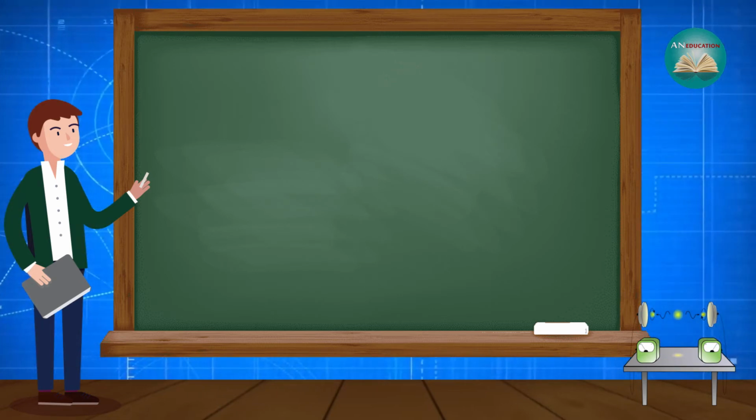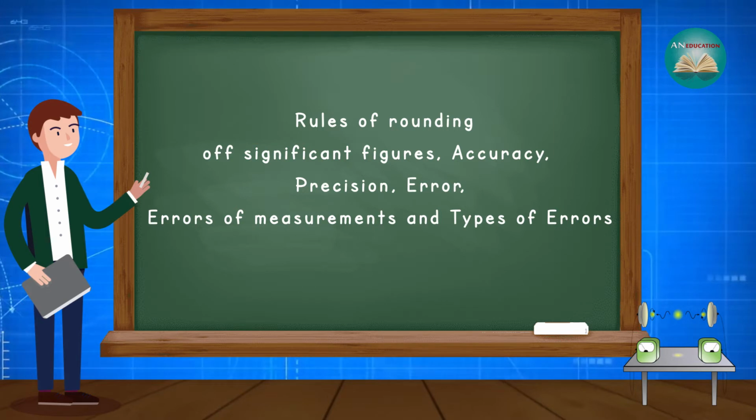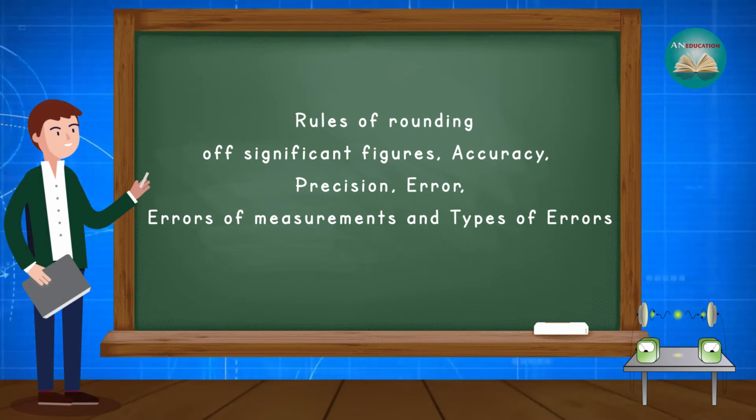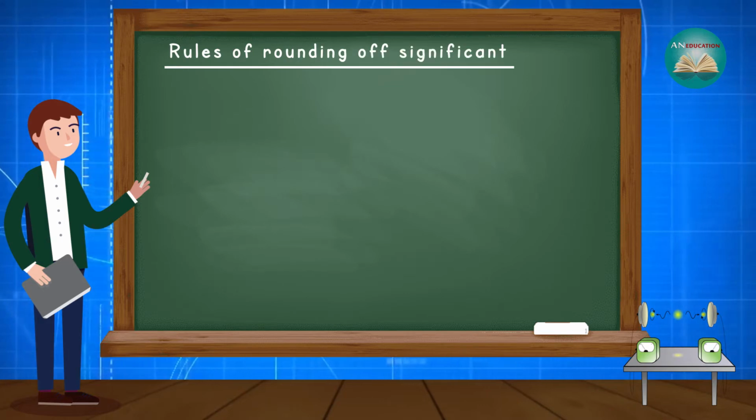Today we will learn about rules of rounding of significant figures, accuracy, precision, error, errors of measurement and types of errors. So let's start with rules of rounding of significant figures.